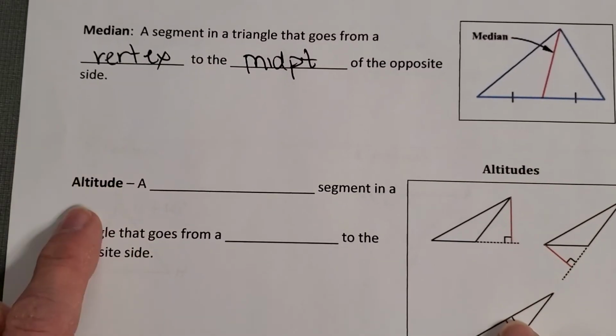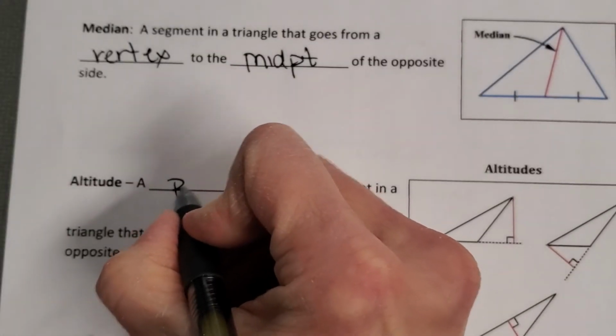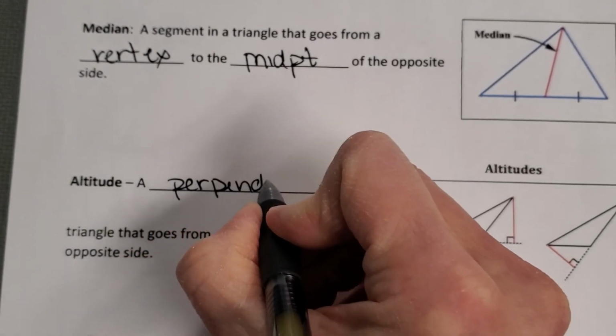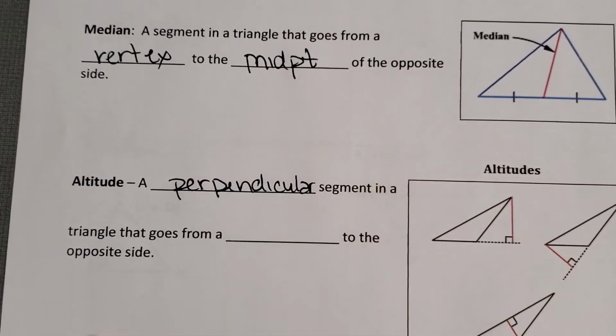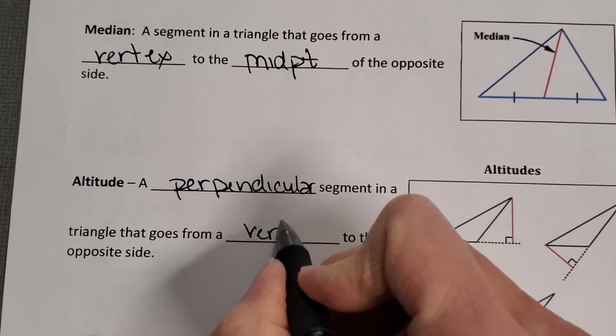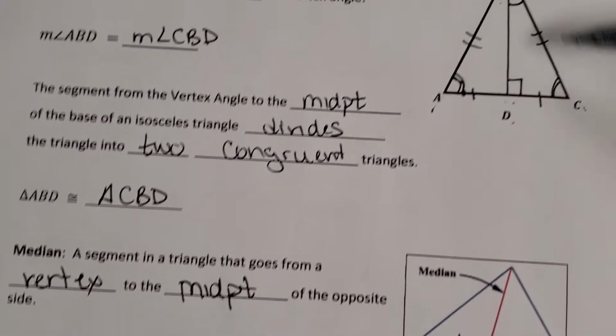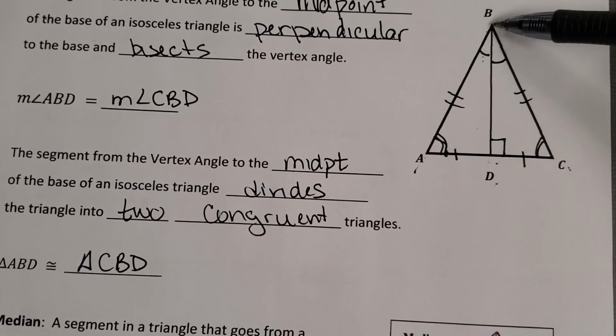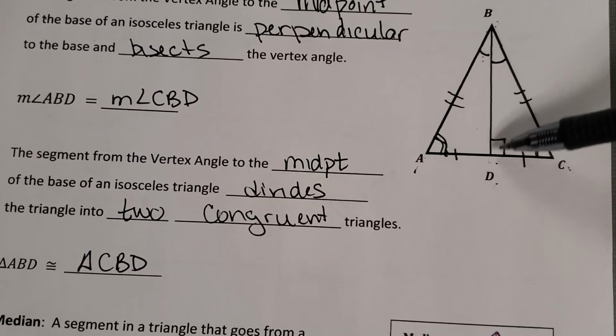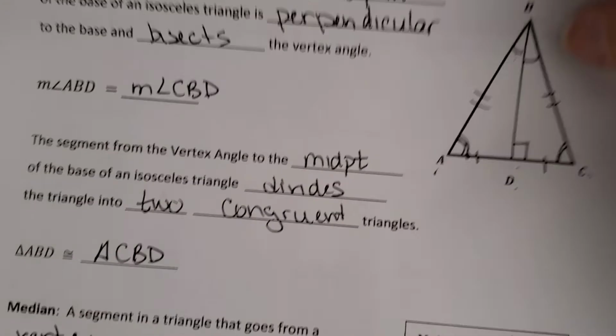Okay, but there's one more. It's an altitude. A perpendicular segment in a triangle that goes from a vertex to the opposite side is called an altitude. Well, that's what this was too. So in an isosceles triangle, this line that goes from the vertex to the midpoint of the opposite side is both an altitude and a median.